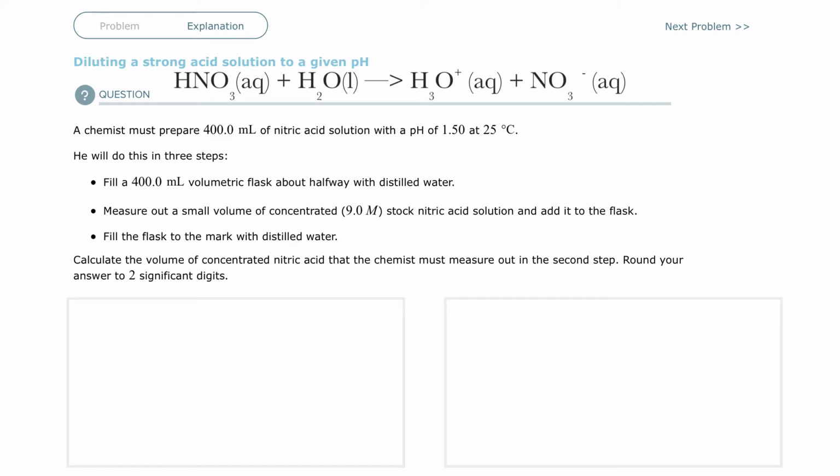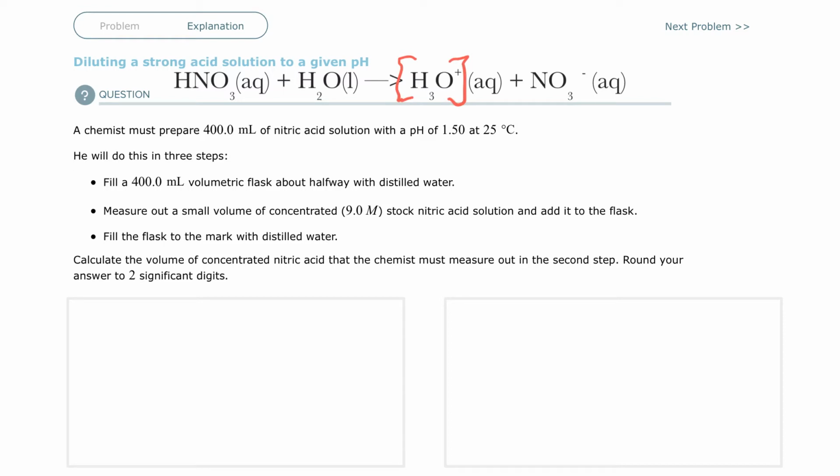When that happens in water, you're always going to get the H attached to water itself. So this hydrogen plus will join with the water it's in and form hydronium, and the leftover is the nitrate. In order to answer this question, you need to know the concentration of this. We want to know the concentration of that.